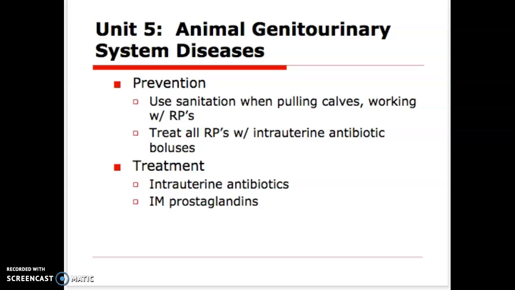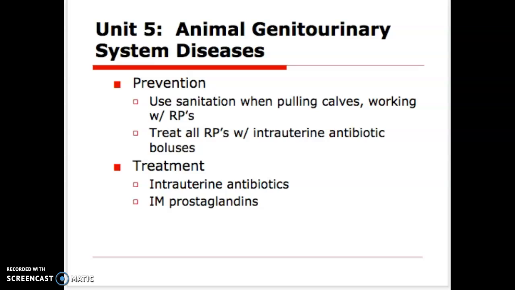Prevention, again, use sanitation when pulling calves or working with retained placentas. Treat all those retained placentas carefully. I've got here listed with intrauterine antibiotic boluses. That is okay. I think the more common accepted practice right now is certainly moving towards a more systemic hormone therapy to try and get that stuff to eject out of there. But be on top of these, because certainly as long as that problem persists, even at a subclinical or less than really nasty level, you're delaying that cow from rebreeding.